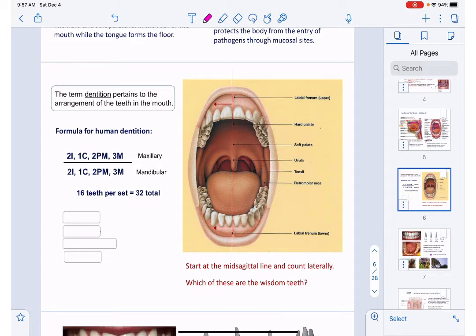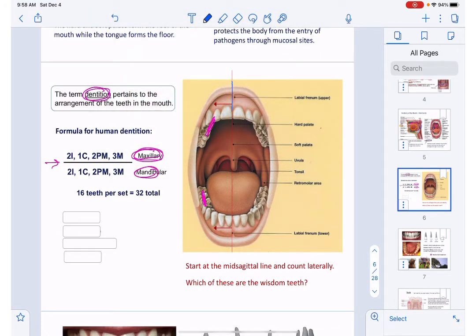Now, we do have some dental hygiene folks in this class, and so we'll take a couple slides and talk about the teeth. And first of all, let's talk about something called dentition. And dentition pertains to the arrangement of the teeth in the mouth. And this is the formula for human dentition, the arrangement of the teeth in the human mouth. And so what you can see here is that we have a maxillary set up above, and we have a mandibular set down below.